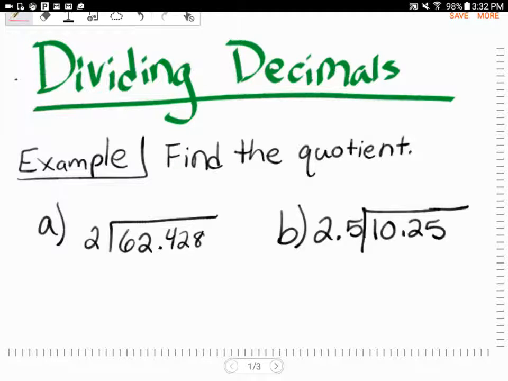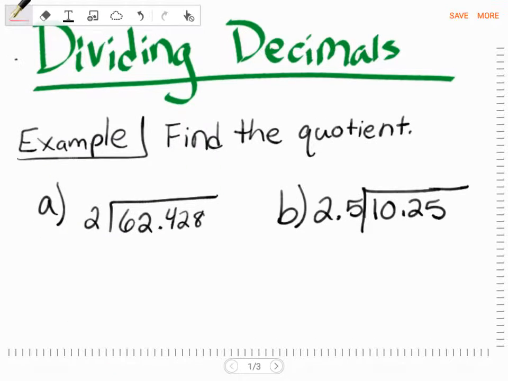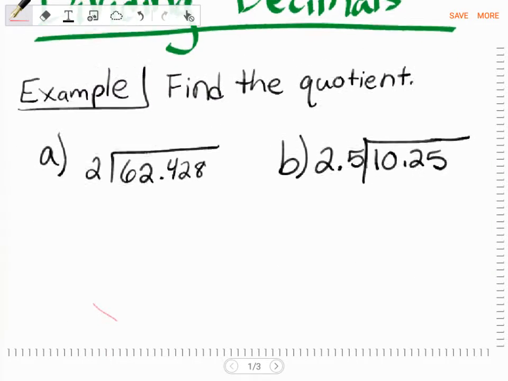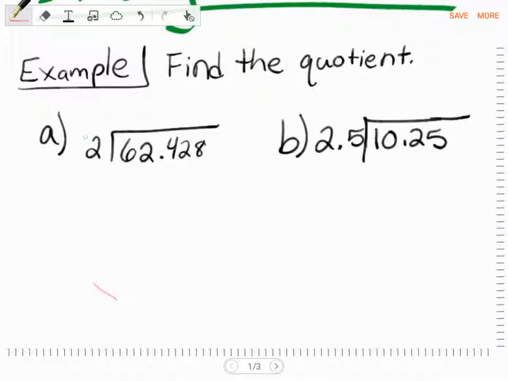Alright, so in this video we're going to talk about dividing decimals, and I've just got a couple of problems already set up for us. Remember that in our problems, this number in front is called the divisor. It's the number that you're dividing into something else. Here, the number inside the box is called our dividend. So it's what you're dividing other things into. And then your answer is going to be the quotient.